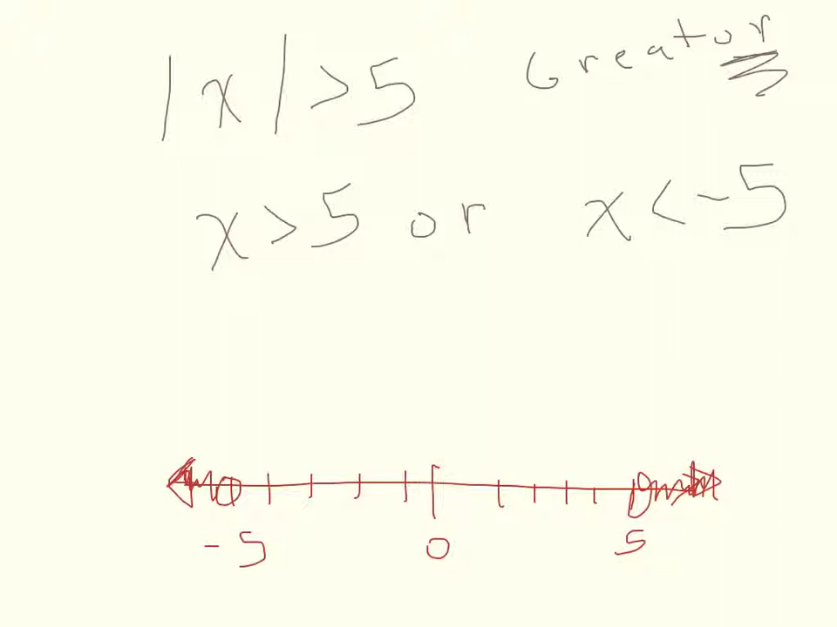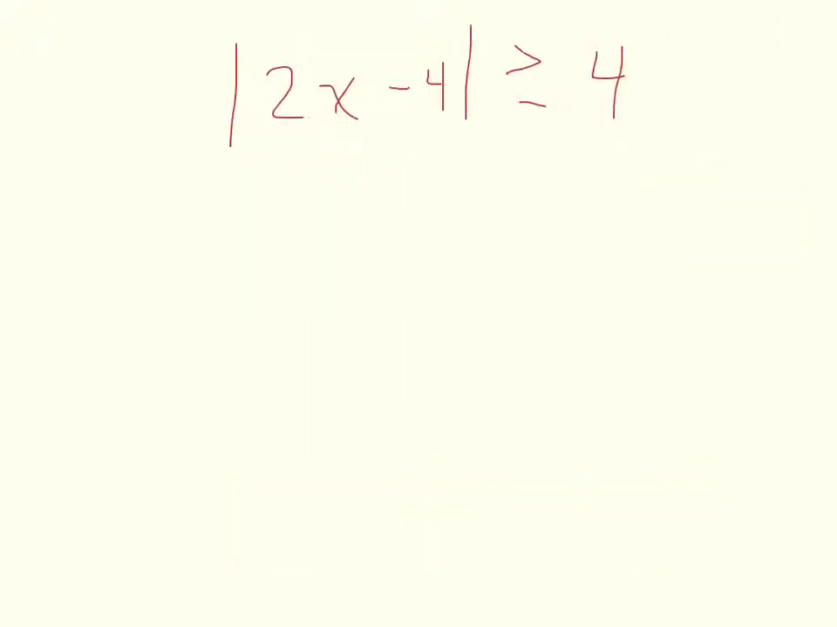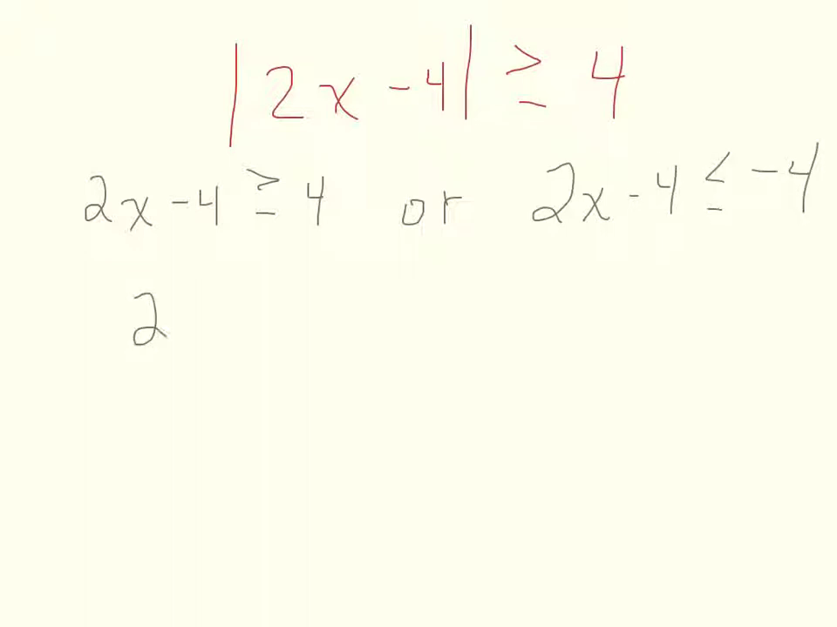Notice in this case, I added the inequality symbol to the right of my x. I made two completely separate signs, or two completely separate inequalities, and while one was positive, the other was negative. Trying that again, I'm going to solve the absolute value of 2x minus 4 is greater than or equal to 4. So again, 2x minus 4 is greater than or equal to 4, or 2x minus 4 is less than or equal to negative 4. I'm going to add 4 to both sides.